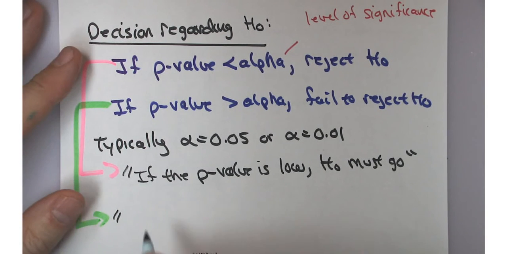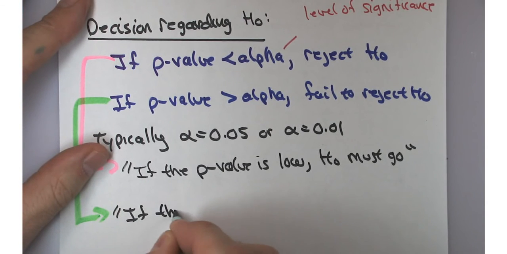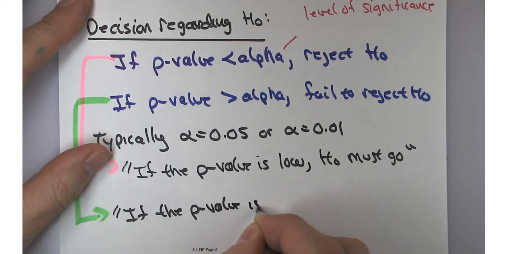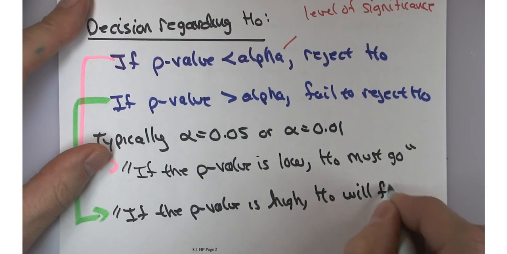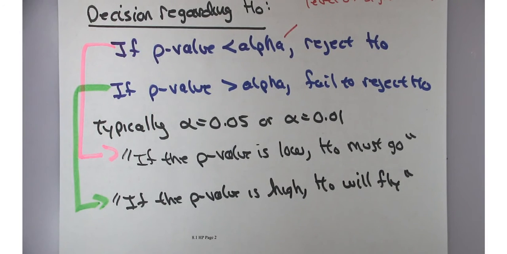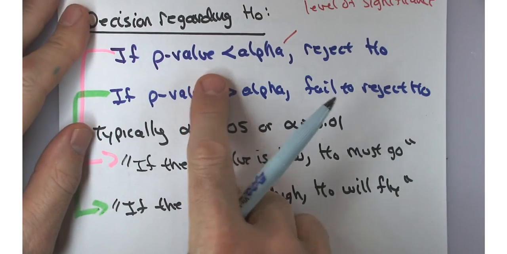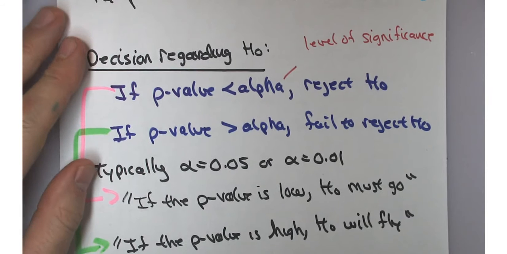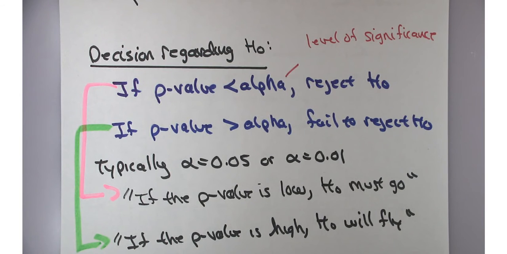The second one: if the p-value is high, H naught will fly. Okay, great. Those are the two little mnemonics. Like I said, I'm not too fond of that second one. But just keep in mind that if the p-value is lower than alpha, lower than that 0.05 or 0.01 value, you're going to reject. The smaller the p-value is, the more likely you are to reject H naught.